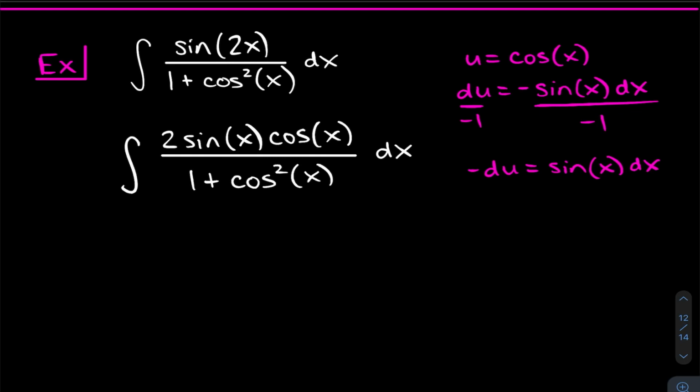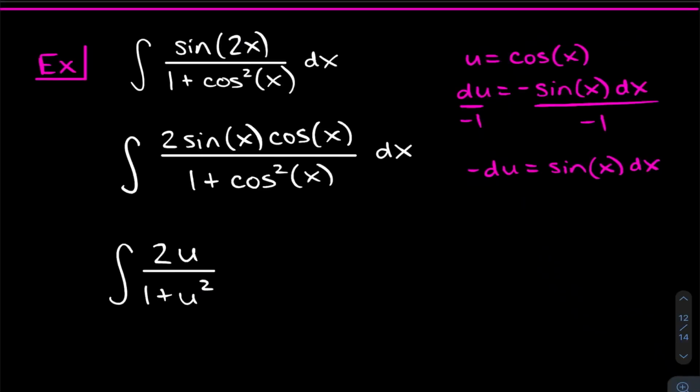Okay, and so this guy just becomes the integral of 2 times this guy, and this guy becomes the negative du, and the cosine x becomes u. So you get a 2u over, this is a 1 plus u squared now. I think that might have thrown people off. They saw a cosine squared and they saw a cosine. That would have thrown me off too. I get it.